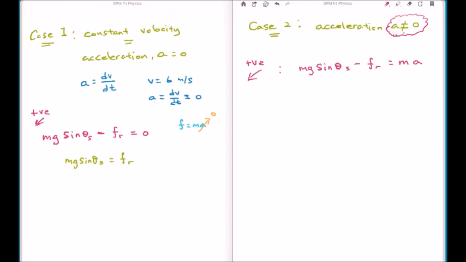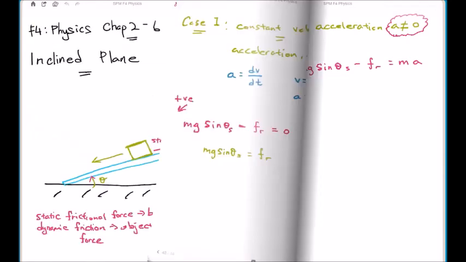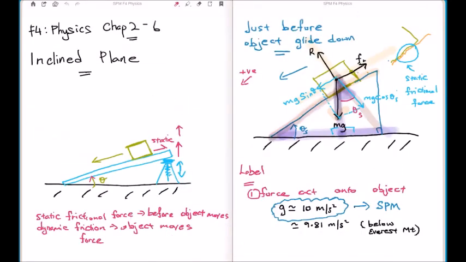They will give you a value, or they will ask you to find that value, based on this diagram. That's why the free body diagram is important. The rule of thumb would be, you need to label the force acting onto the object.